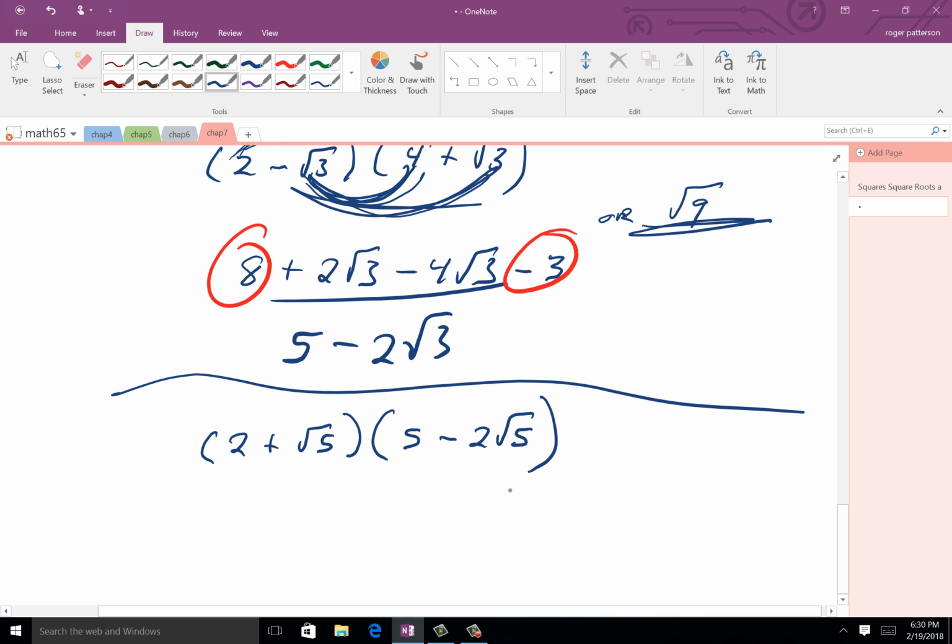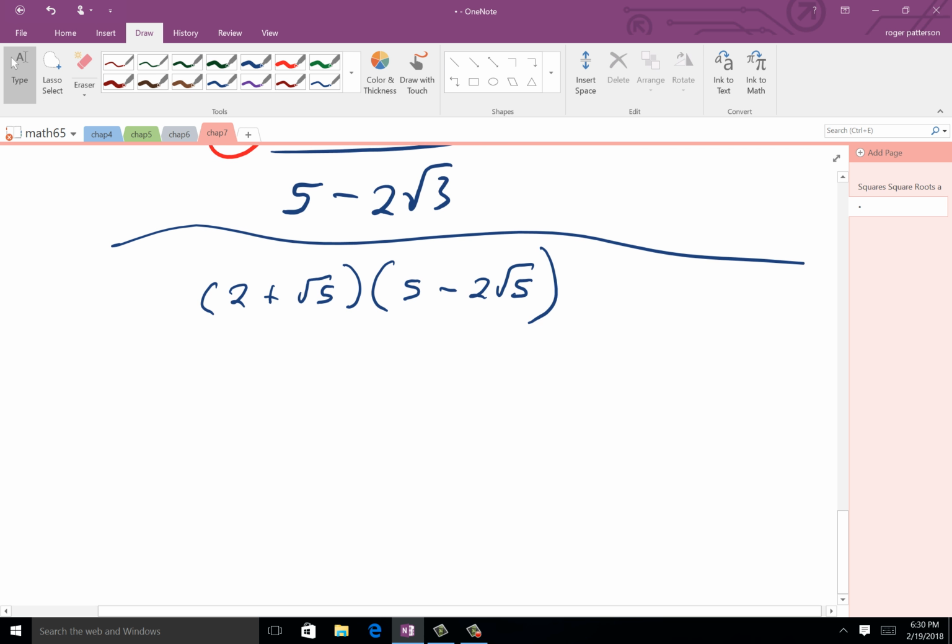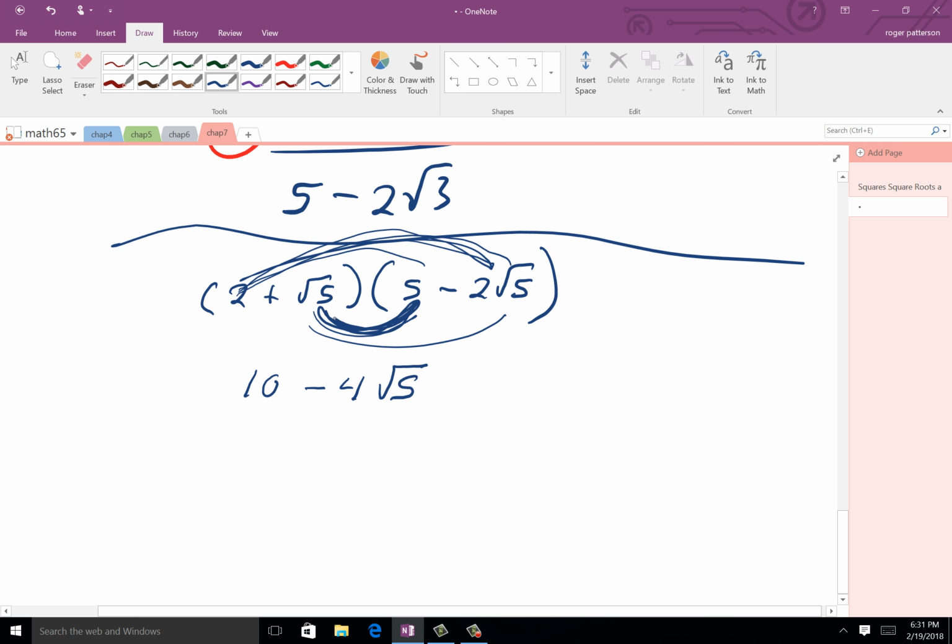Okay, so let's try another one. Again, we're going to FOIL here, here, here, here. So what are we going to get? Let's just step through this. So 10, right? Good. How about right here, these two? Good. 4 square roots of 5. And then what about right here? 5 square roots of 5.